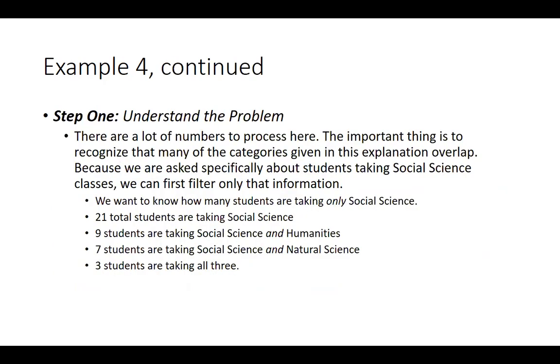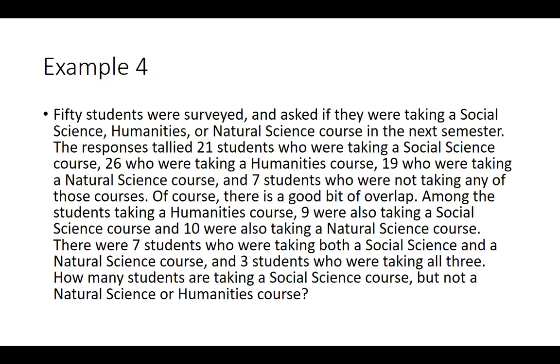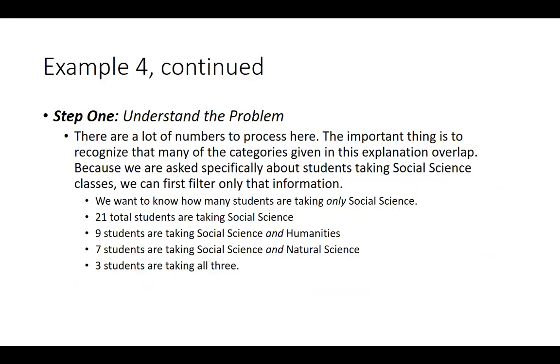Step 1, understand the problem. Since there are a lot of numbers to process, the important thing is to recognize that many of the categories given in this explanation overlap. Because we're asked specifically about students taking social science classes, again, it said how many students are taking a social science course, but not a natural science or humanities course, we can first filter only that information.